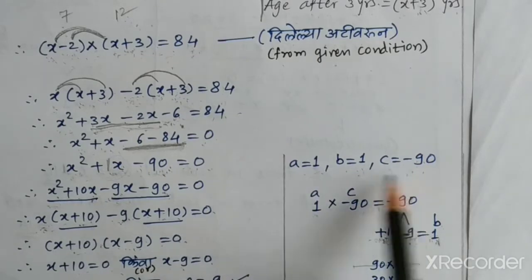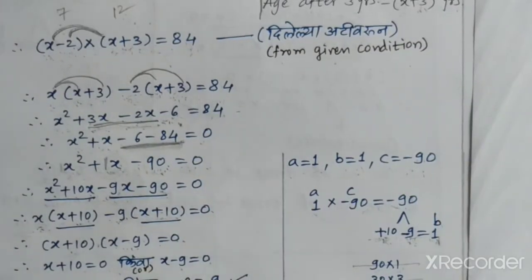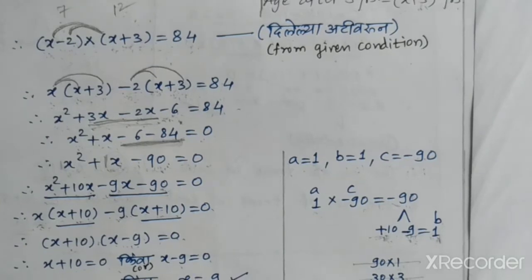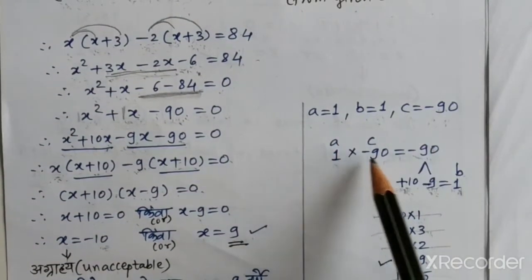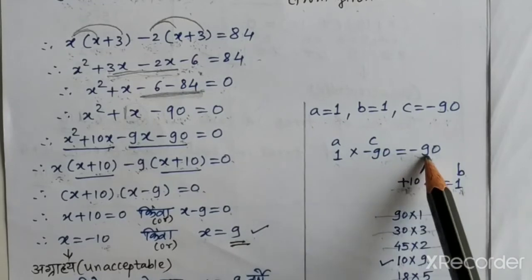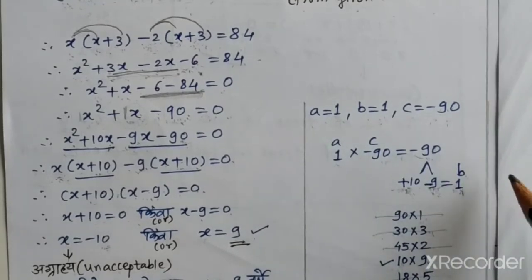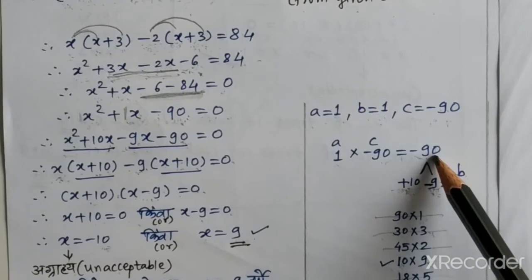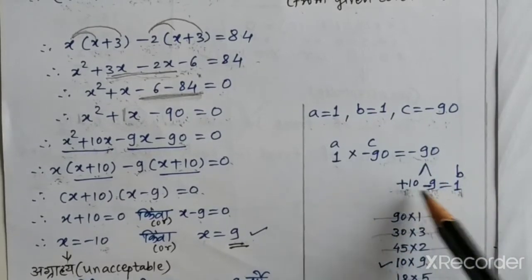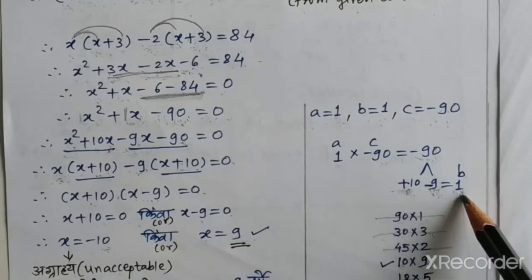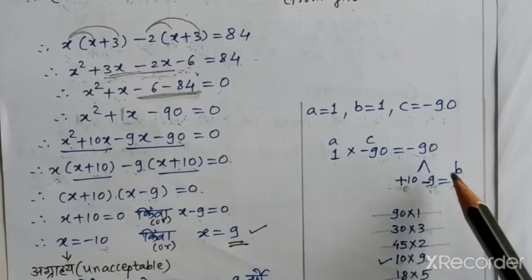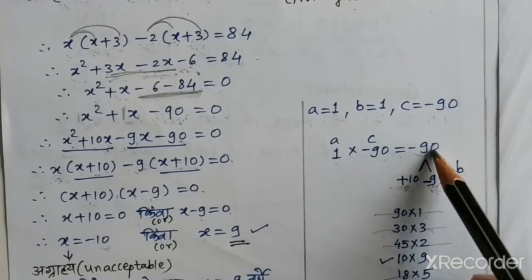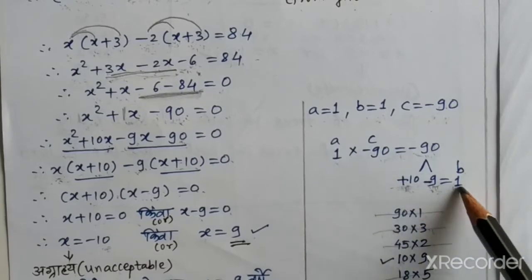So consider these three values of a, b, c. Now for the factorization method, we have to take the product of a into c. So a into c is minus 90, and we have to find the factors of this minus 90 such that their addition or subtraction is 1, because b is 1 here. So we have to find the factors. The product of the two numbers is minus 90 and their addition or subtraction will be 1.